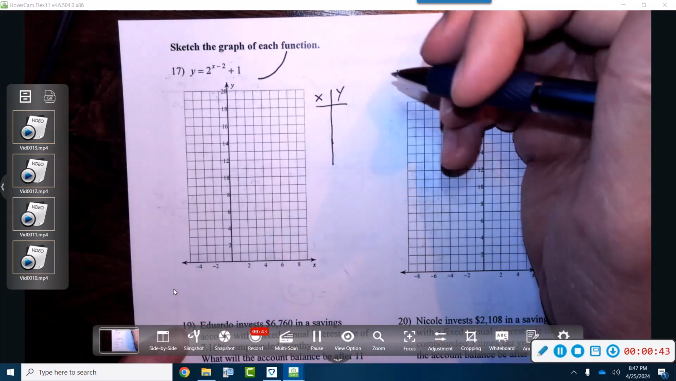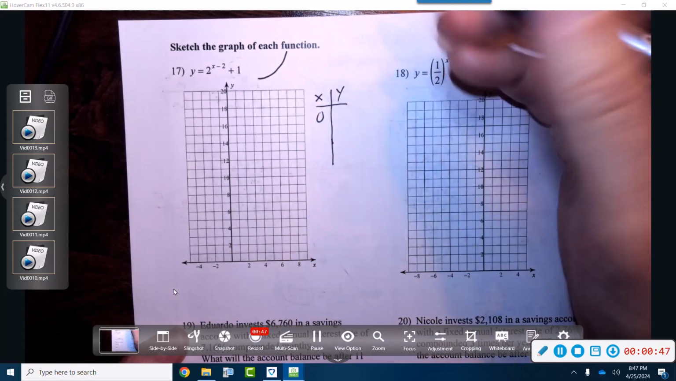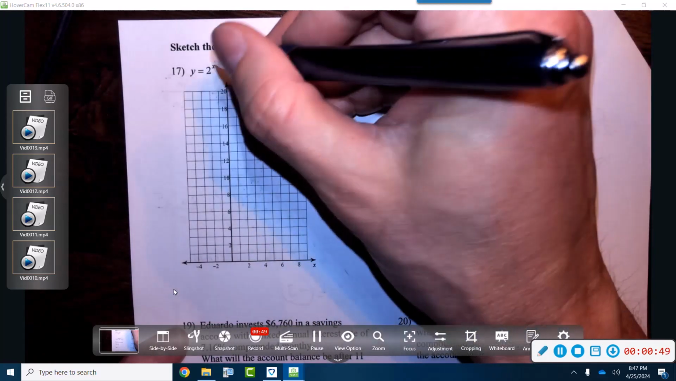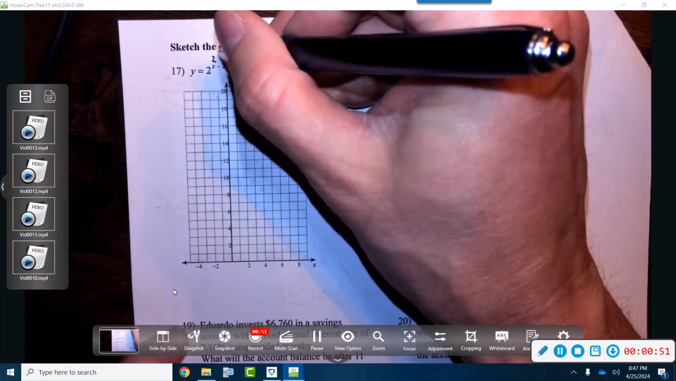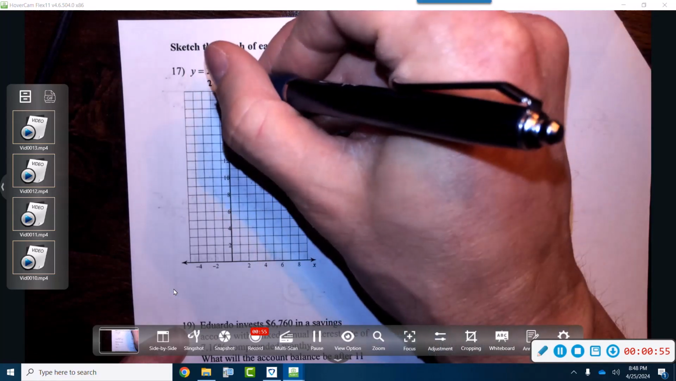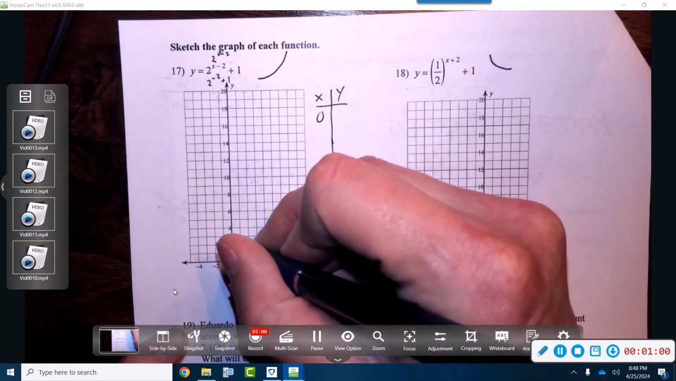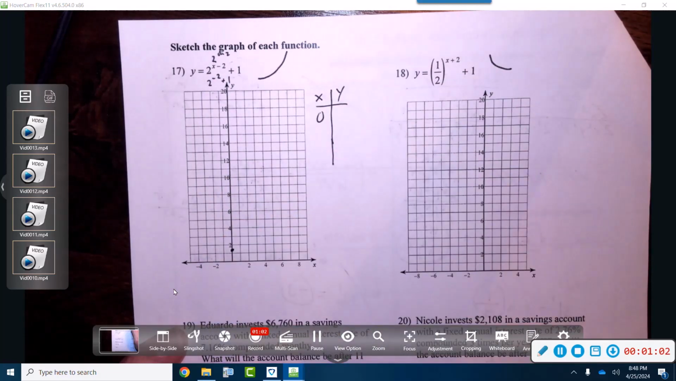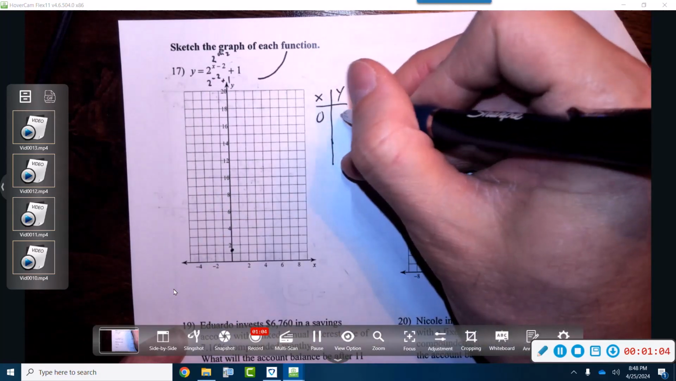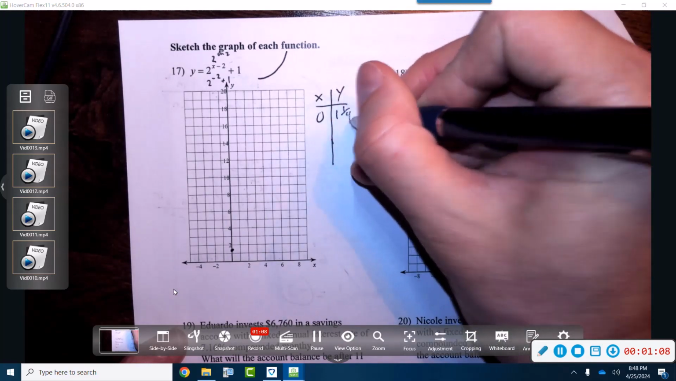So one of the things that you can do is just figure out what y is at x equals 0. Plug in a 0, and you get 2 to the 0 minus 2, that's 2 to the negative 2. That's 1/4 plus 1 is 1 1/4. So 1 1/4 is about there.